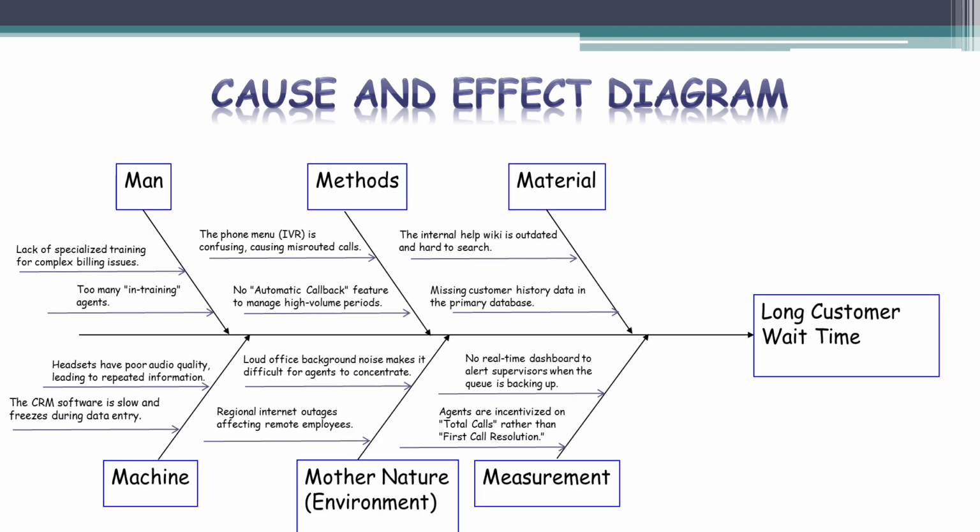This is an example of a cause and effect diagram. Imagine that there is a problem in an airport where customers are waiting for a long time. The problem comes here. They called for a meeting with all relevant people. They collected data in the 6M form, that is man, method, material, machine, mother nature and measurement. The probable causes are also listed here, like too many training agents and loud office background noise make it difficult for the agent to concentrate, missing customer history data in the primary database, no real-time dashboard to alert supervisors when the queue is backing up. Likewise, you can add as many probable causes as possible. From this data, we have to finalize the possible cause by using why-why analysis.